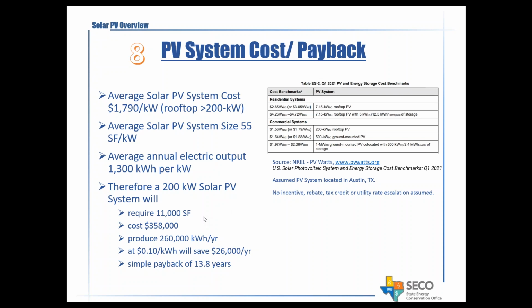So what we calculated is that the system may require about 11,000 square feet of space. It may cost around $360,000 and generate 260,000 kilowatt hours per year. At an electric utility rate of 10 cents per kilowatt hour, just for simplicity, this would generate about $26,000 in electricity cost savings. And using this information, the payback would come out to about 13.8 years.